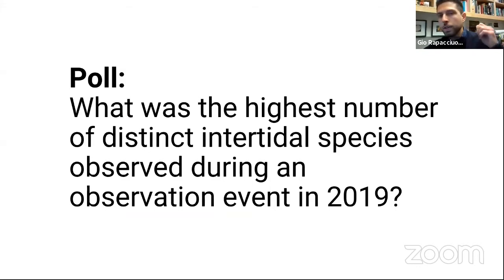This brings us to our second poll today, which is a little bit of fun, but I'm going to ask you what you think was the highest number of distinct intertidal species. So we're talking about tide pooling here, or on the shore at least. What was the highest number of distinct intertidal species observed during an observation event in 2019? So I'm going to launch the poll. Off you go. Distinct number of species.